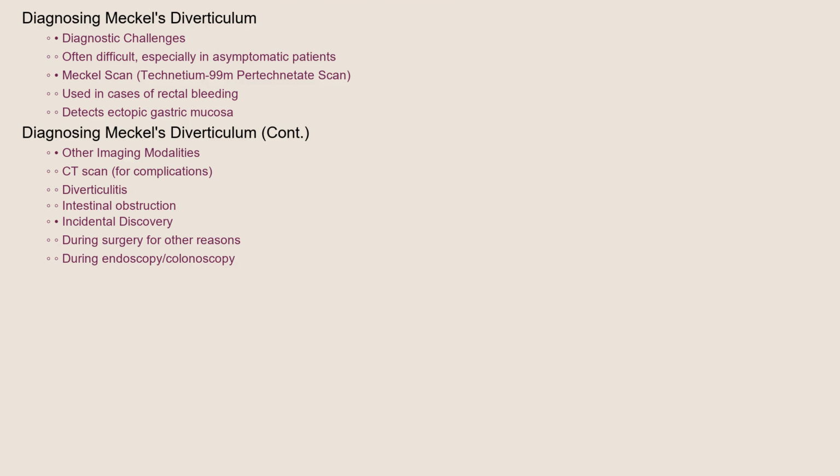Diagnosing Meckel's diverticulum can be challenging, especially in asymptomatic individuals. In cases of rectal bleeding, a Meckel scan, also known as a technetium-99m pertechnetate scan, is often used. This scan detects ectopic gastric mucosa, which avidly takes up the radioactive tracer. Other imaging modalities, such as CT scans, may be used to evaluate for complications like diverticulitis or intestinal obstruction. In some cases, the diverticulum is discovered incidentally during surgery performed for another reason, or during an endoscopy or colonoscopy.